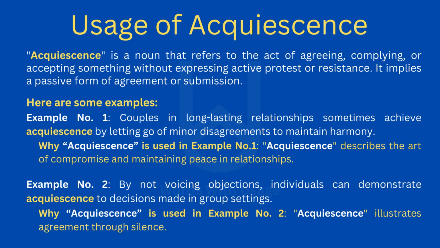Here are some examples. Example number 1. Couples in long-lasting relationships sometimes achieve acquiescence by letting go of minor disagreements to maintain harmony. Why acquiescence is used in example number 1. Acquiescence describes the art of compromise and maintaining peace in relationships.